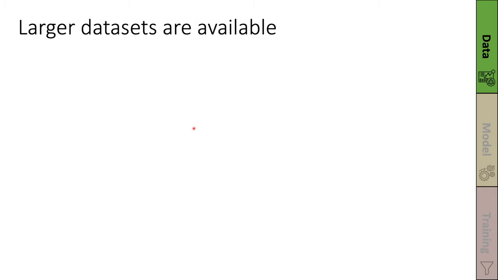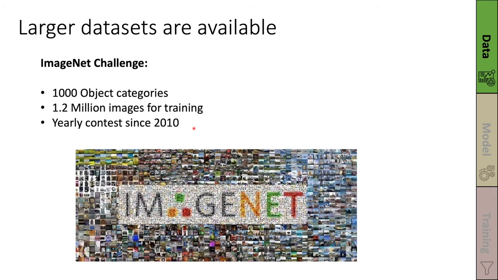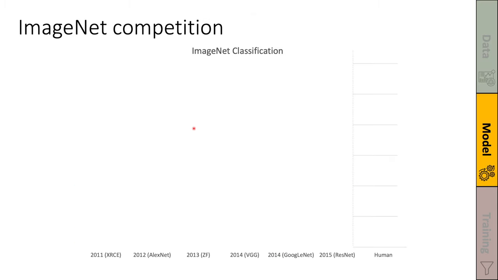Fortunately, there are larger data sets available. One example would be the ImageNet dataset, where we have 1.2 million images that are all labeled and they all show different objects in them. So each image has a different object and these are labeled across 1,000 different object categories, and therefore we can train a classifier to classify the image for the object it shows. And there's a yearly contest held since 2010 to find the best such classifier.